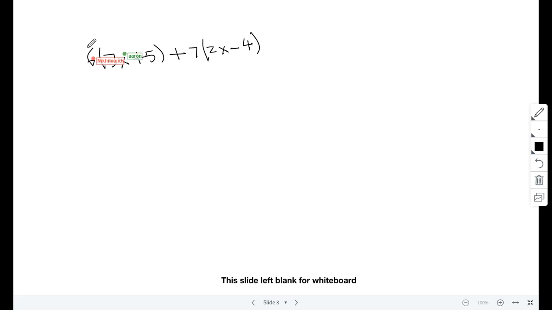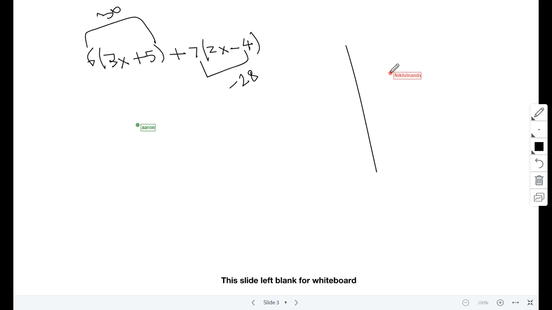Plus 2. 6 fives are 30, and 7 into minus 4 is minus 28. Oh, yes. I forgot to multiply 6 times 5. I just wrote the 5 instead of multiplying the 6. Yeah, that's what I meant.